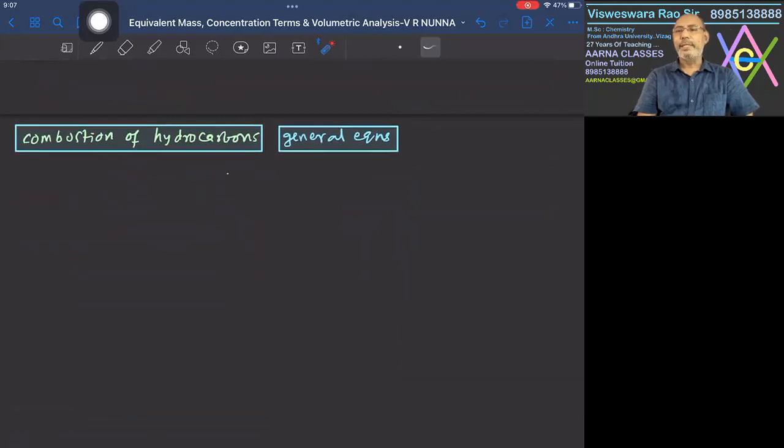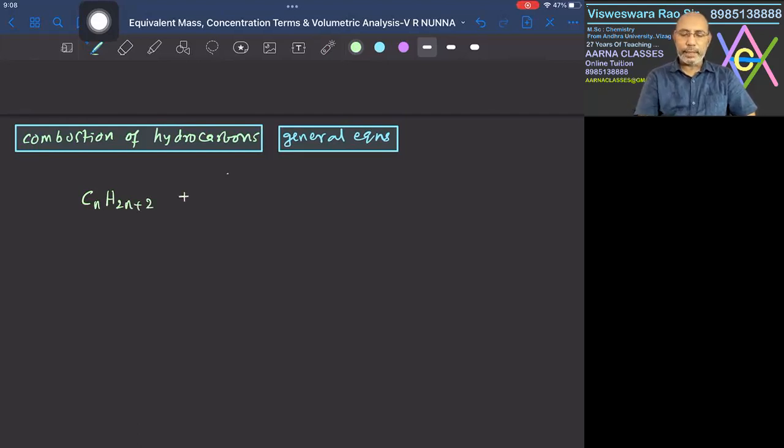If you know how to write and balance these equations, then you also feel comfortable here. For example, any hydrocarbon, any organic compound, in fact, so many organic compounds are there, on burning, they give carbon dioxide and water. So I will take alkane first. I am taking general equations. I have written the general formula of alkane.